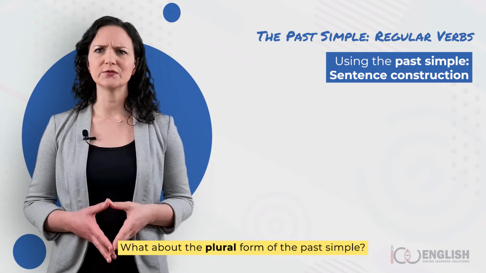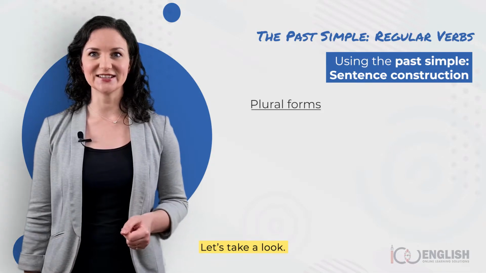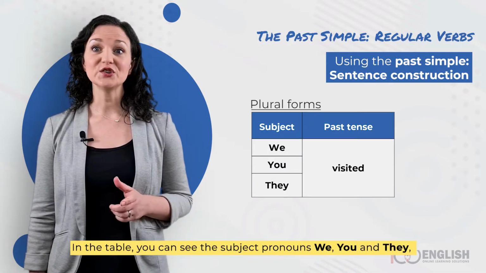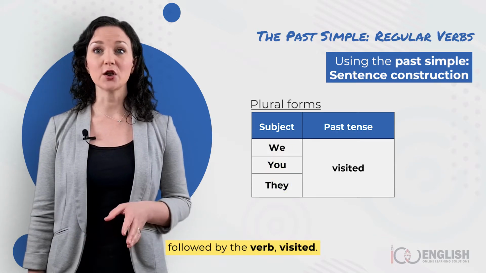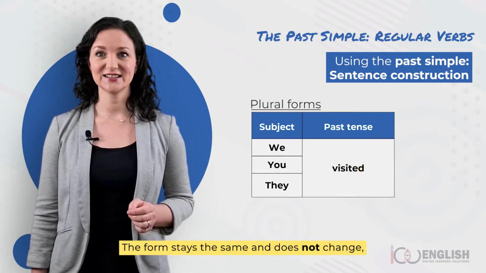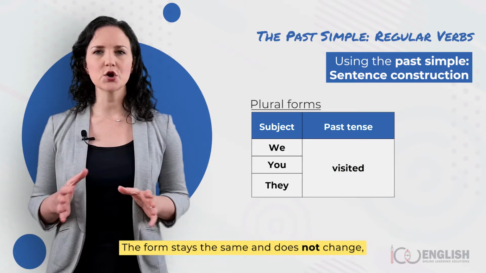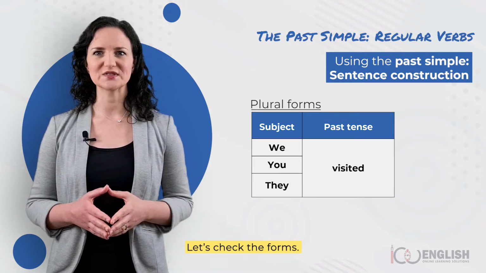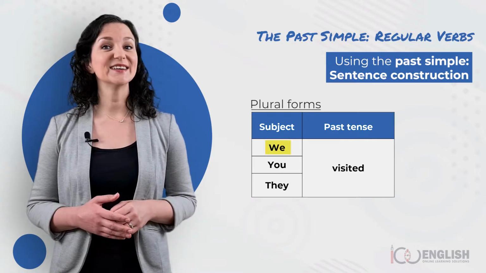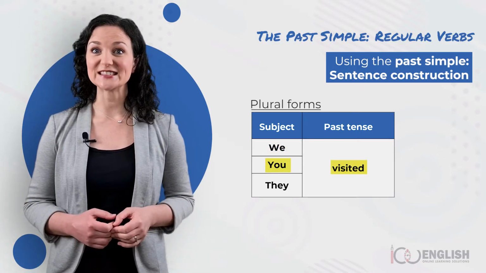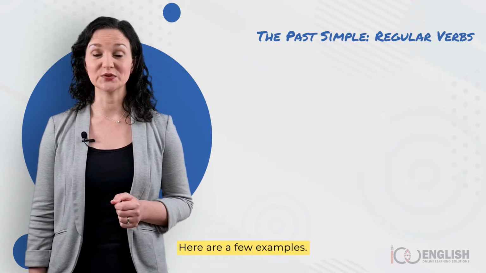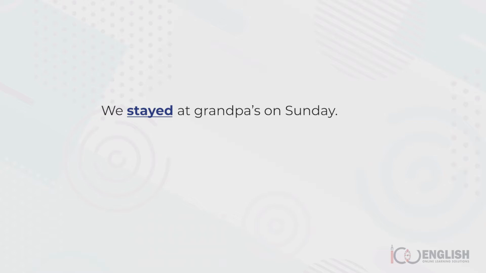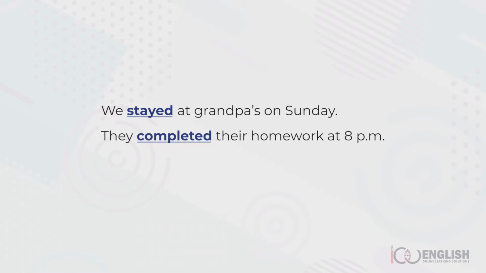What about the plural form of the past simple? Let's take a look. In the table, you can see the subject pronouns we, you, and they, followed by the verb visited. The form stays the same and does not change. Let's check the forms. We visited. You visited. They visited. Here are a few examples. We stayed at Grandpa's on Sunday. They completed their homework at 8 p.m.